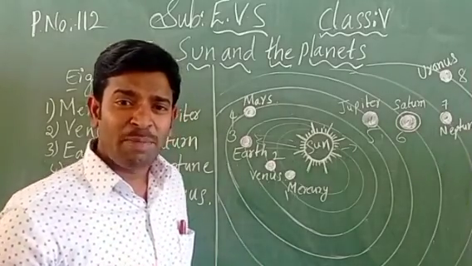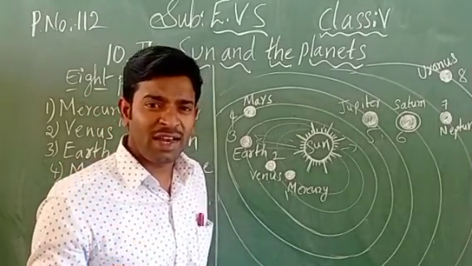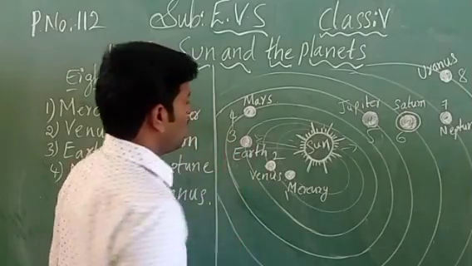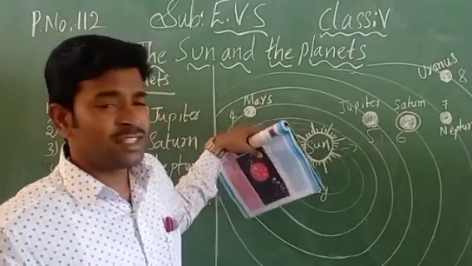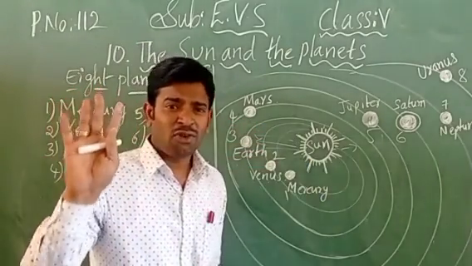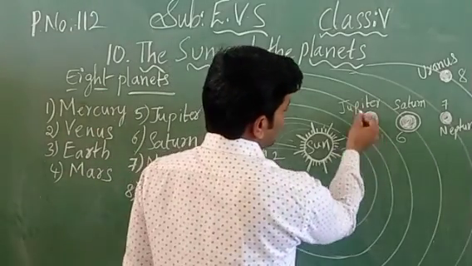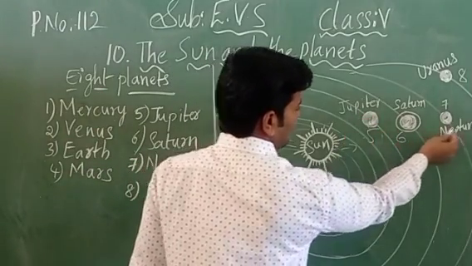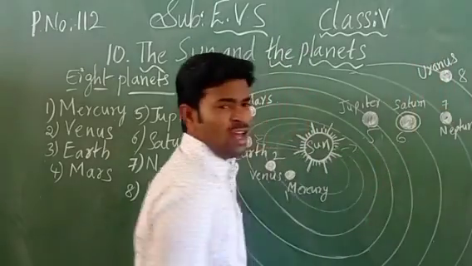On which planet are we living, children? We are living on the Earth. So this is the third planet. Fourth one is Mars, which is in the fourth position. Now fifth one is Jupiter, sixth Saturn, seventh Neptune, and eighth one is Uranus.